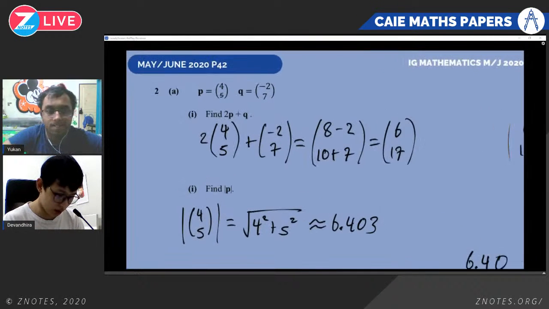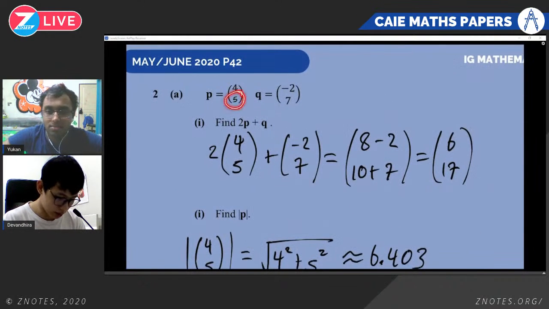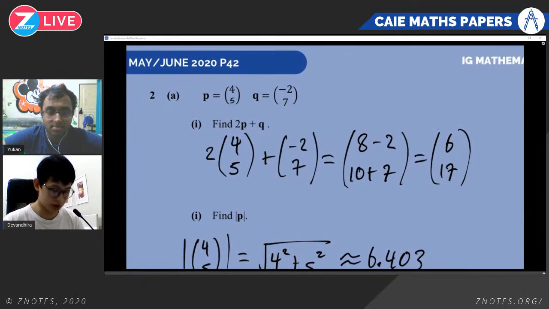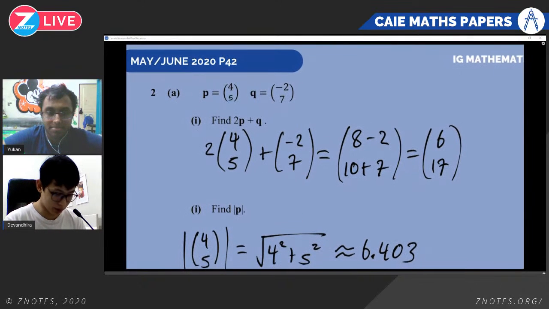It's a vector question. There was a small mistake here, but I fixed it. It's okay. Right. So we have to find the vector 2p plus q, and here's p and q. This is also straightforward again. Just put p here, multiply by 2. Don't forget about that. Then you add q.